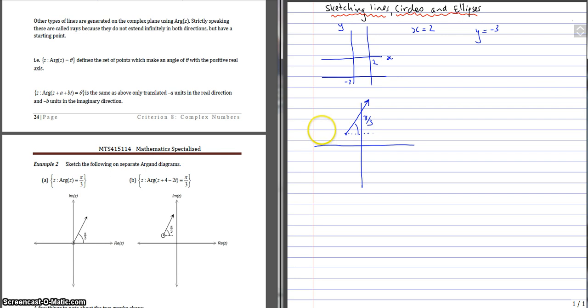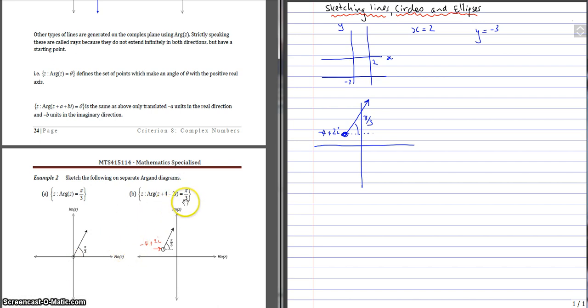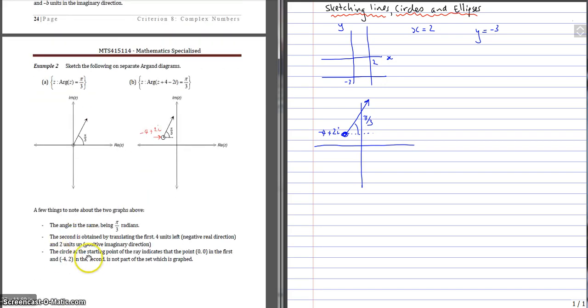So the point is -4 plus 2i. That is our point here at which our line starts. It's not written on here, but it is worthwhile writing it on as -4 plus 2i as our starting point. So if you're required to sketch this set of points, then you'll need to make a note of that point, and that's noted here.